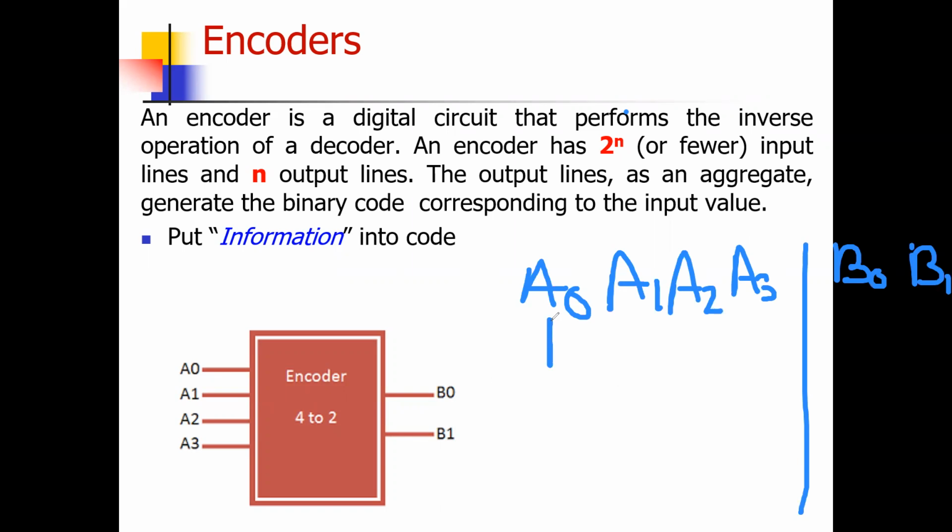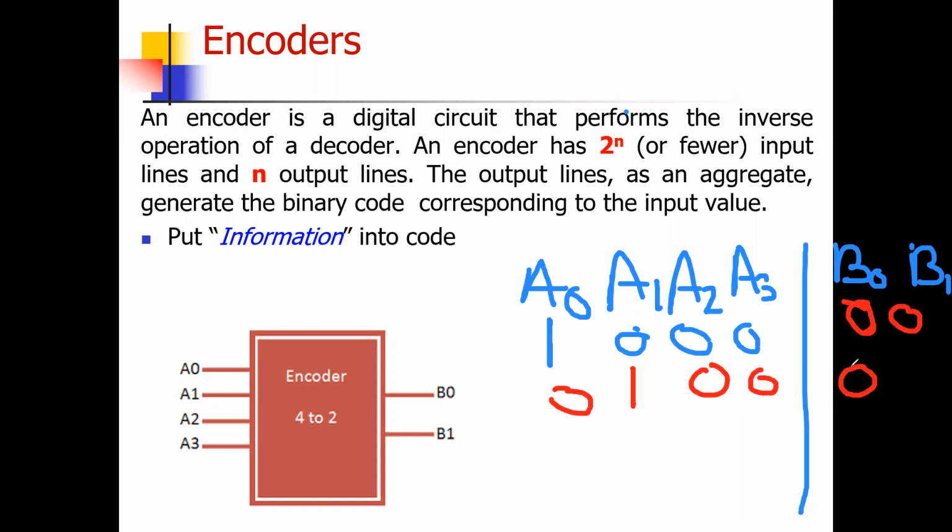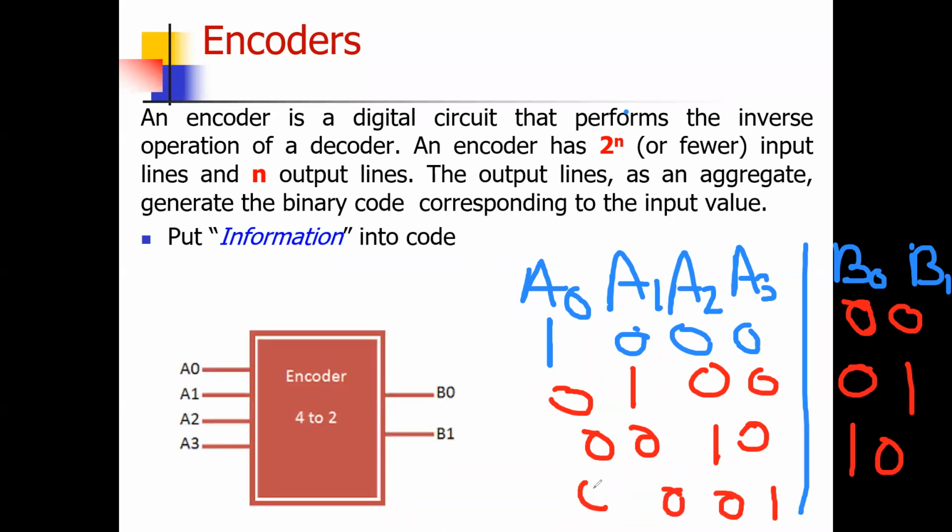Now A0, this is the information you want to send. So what code will you decide for this information? Look. You will decide the code is 00, because it is at the A0 position. Okay. This is the code. Now you want to send this information. Then which code will you decide? 01. Now, if this is the information you want to send, 10. And now this, 11.